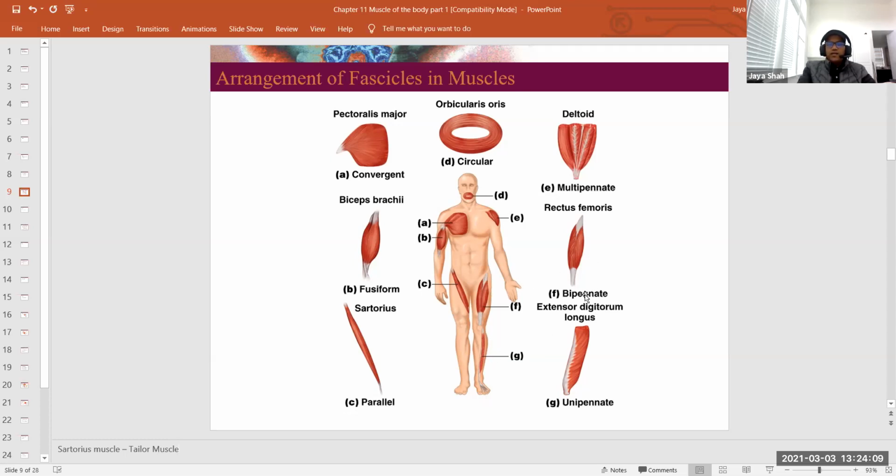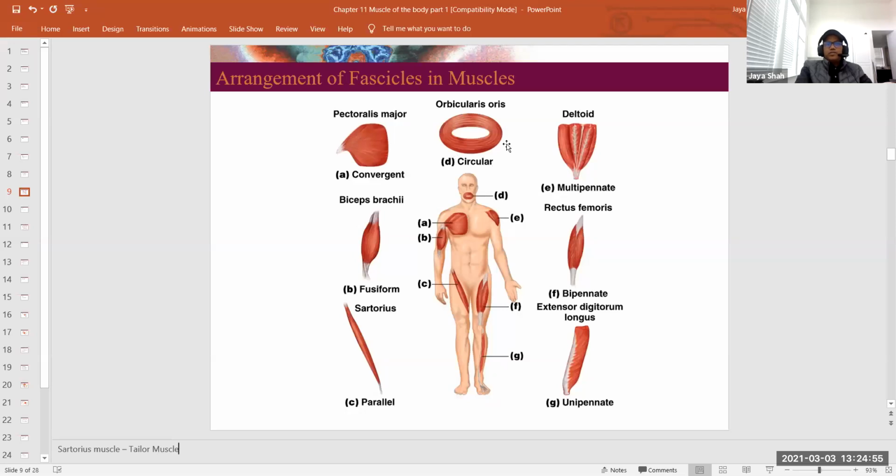Then in the thigh, this is the rectus femoris muscle. You have a tendon in the center, which is attached to the femur, and then two groups of fascicles are pinned in the center from both sides. So this is bipinnate. Here is the deltoid muscle, which is in the shoulder joint, the upper arm. There is a tendon in the center, and then the muscle mass is attached from all sides, pinned. That's why we call it multipinnate. So these are the arrangements of fascicles in muscles.